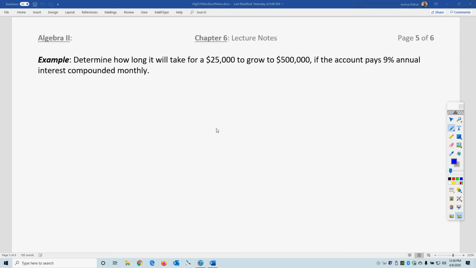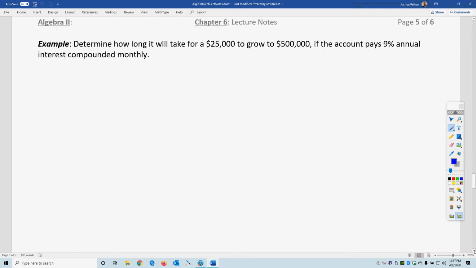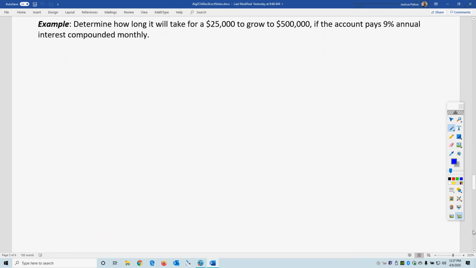This is Professor Pelton. This is Algebra 2, Chapter 6, Section 6. This is Part 3 of the video. So we're solving log equations. So we're on page 5.